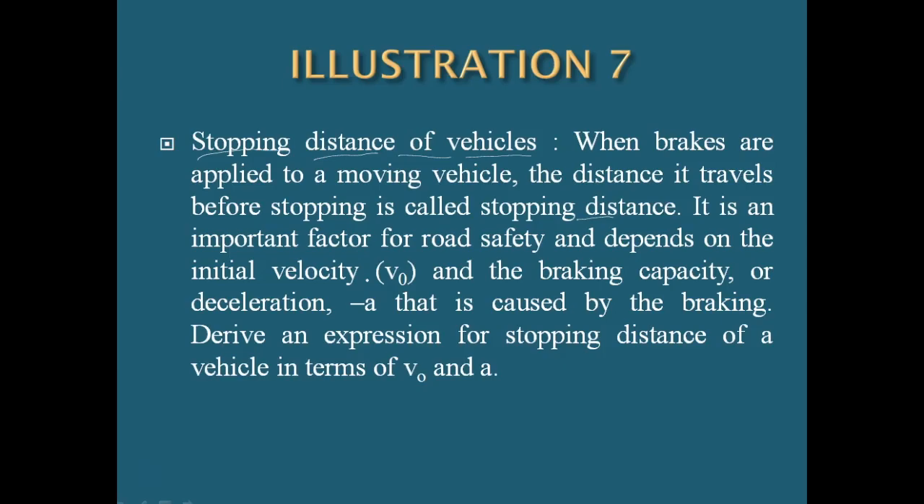It is an important factor for road safety, and it depends on the initial velocity v naught and the braking capacity, or we can say deceleration, that is minus a, that is caused by the braking. So derive an expression for stopping distance of a vehicle in terms of v naught and a. So now we should derive an expression for the stopping distance of a vehicle in terms of v naught and a. So let us see.